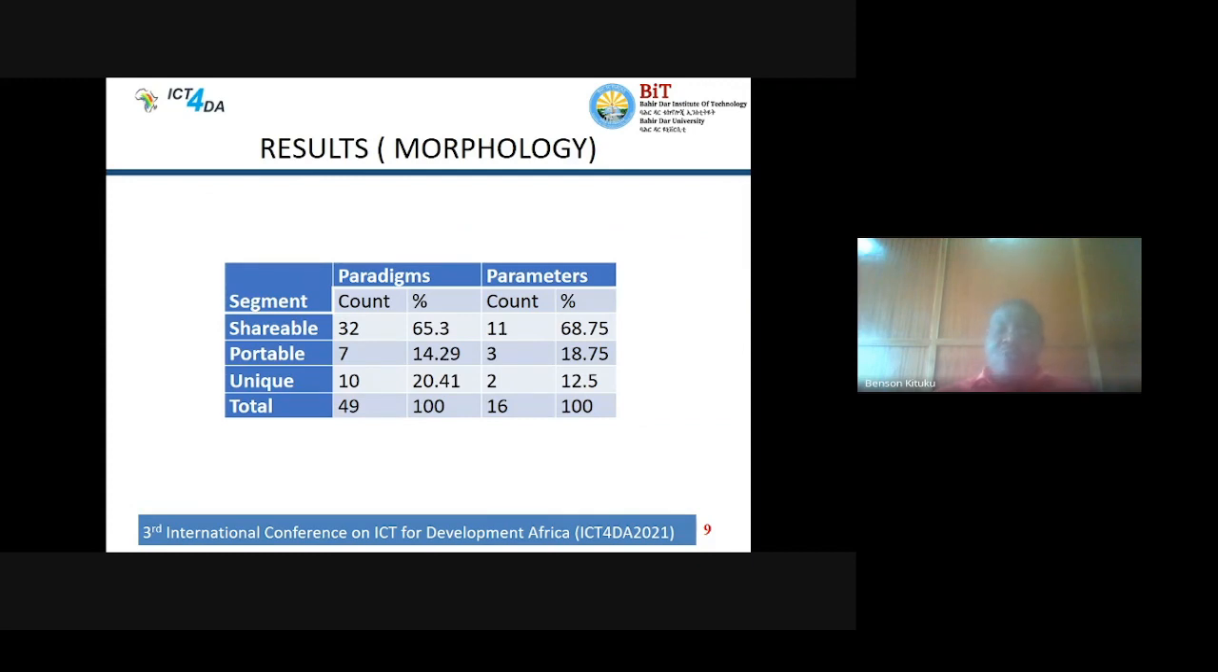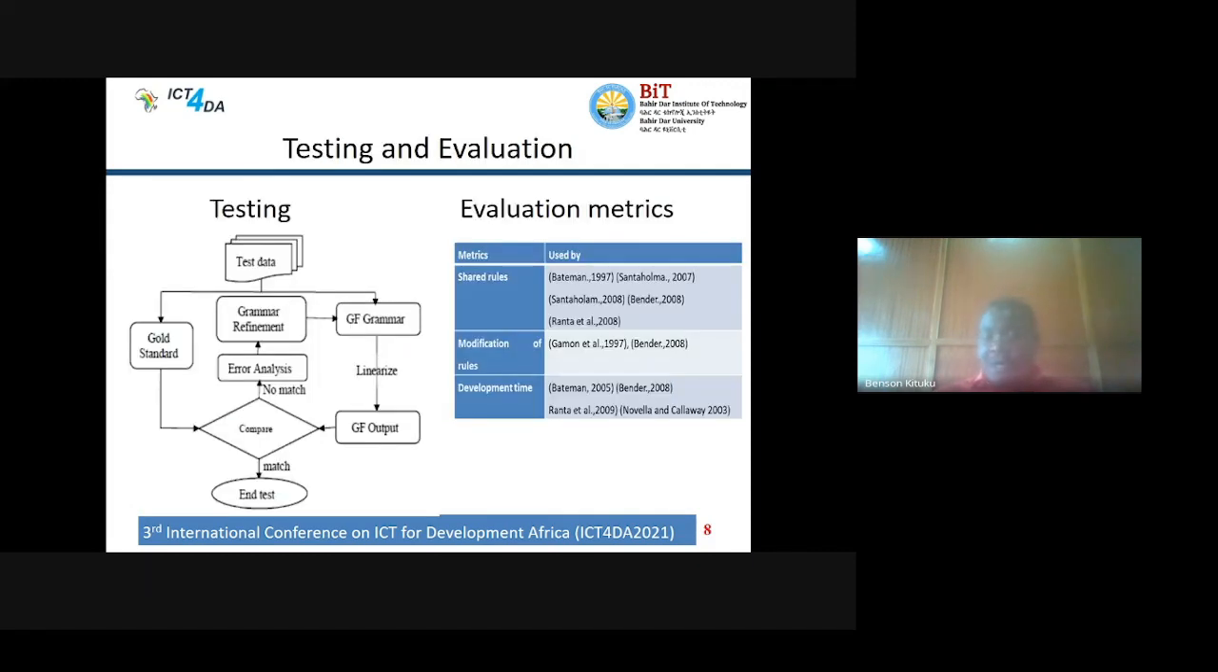Probably started as novice, and as it goes on, it becomes better. So you cannot estimate that time and be accurate. Again, most of the authors have estimated the time, so it has never been an accurate measure. So that's why we use the shared rules and modification rule.